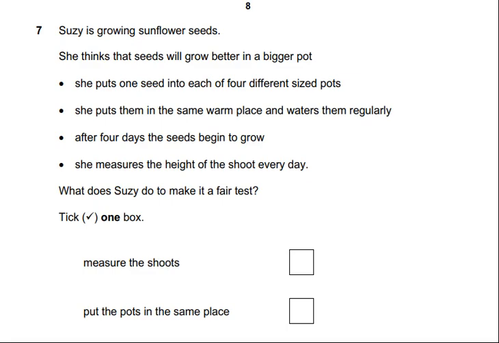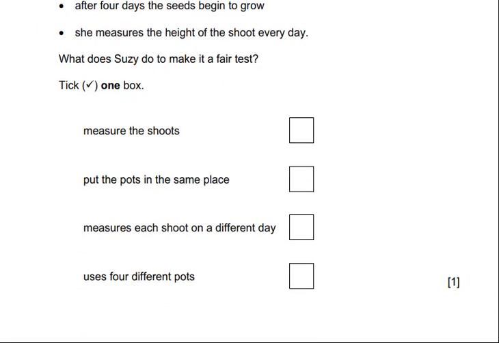What does Susie do to make it a fair test? Tick one box. So we have 4 boxes here, 4 sentences, but you need to tick only one. Number 1, measures the shoots. 2, put the pots in the same place. 3, measures each shoot on a different day. 4, uses 4 different pots. So the right answer is the second one. Put the pots in the same place so that she makes it a fair test.